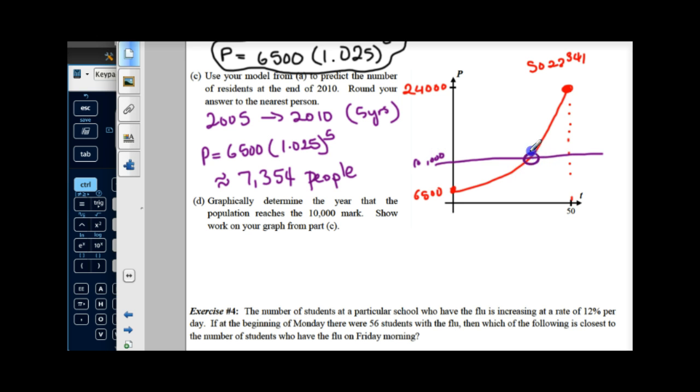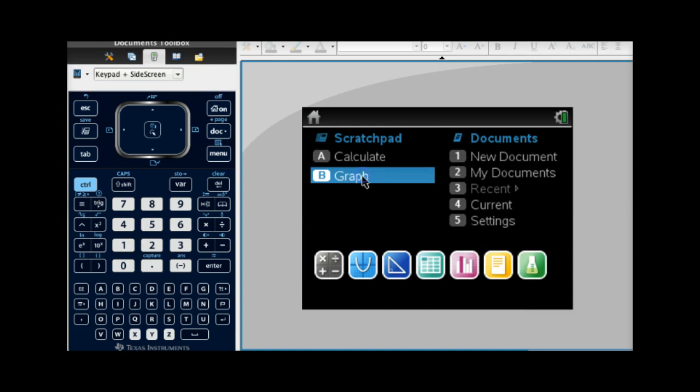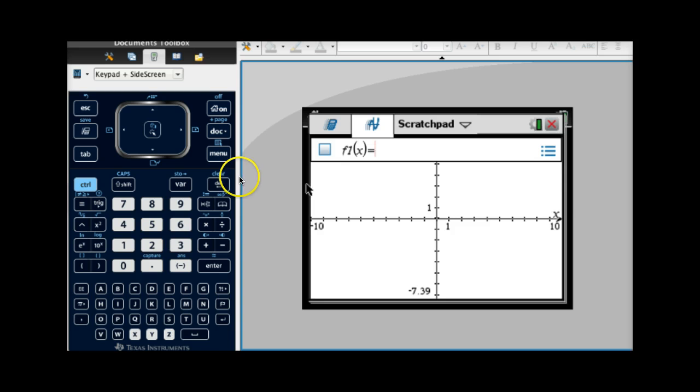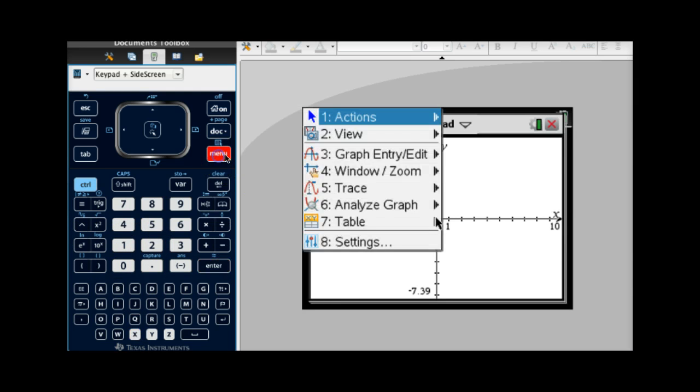What is this point right here? This is what I want to ask. So let's get our graph in calculator. Delete everything here, and I want to go back to my graph and enter the function. The function is 6,500 times 1.025 raised to the x, and then we need to change the window settings.